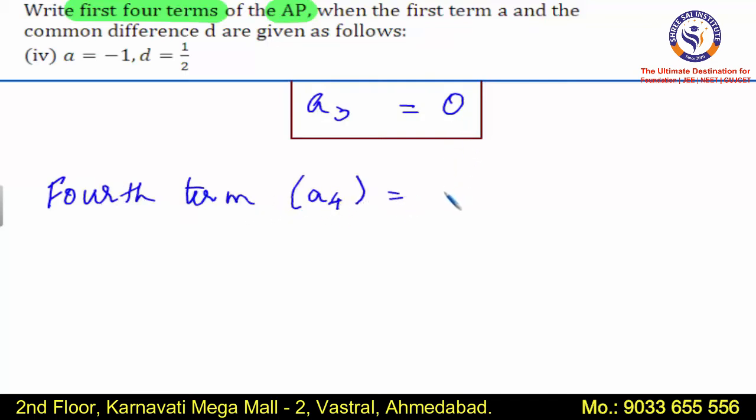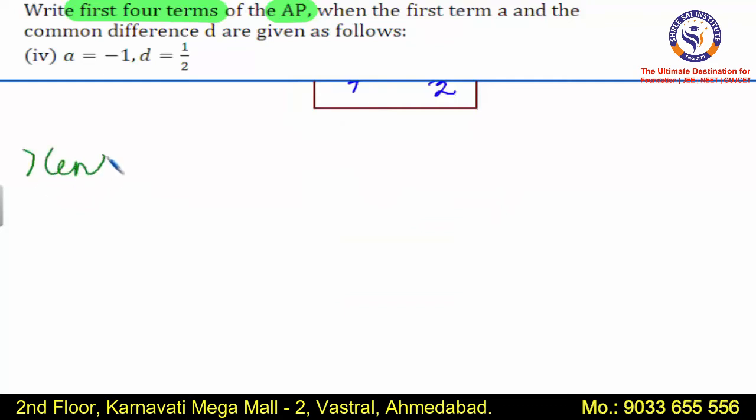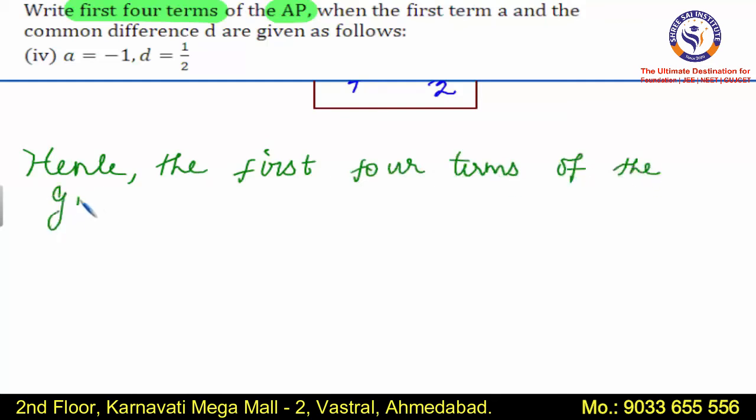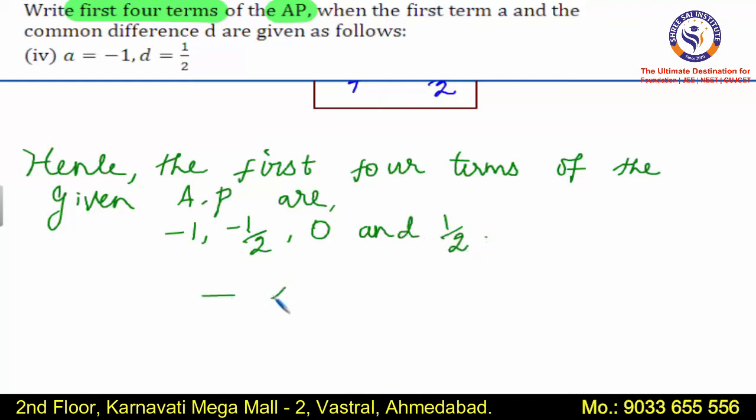This can be obtained by adding A3, that is 0, and the common difference 1/2. We get 1/2. Therefore, we have got A4 as 1/2. Hence, the first 4 terms of the given AP are: first term is -1, second term is -1/2, third term is 0, and the fourth term is 1/2. This completes the solution.